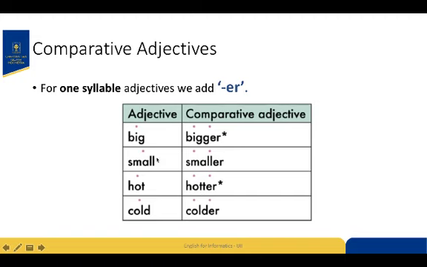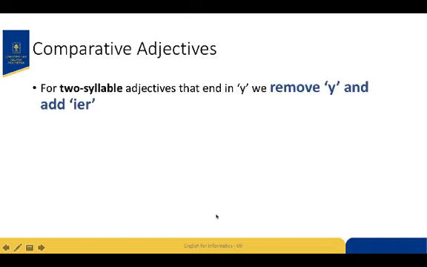But otherwise, the new form will just follow the common structure. For example, smaller, you only need to add -er at the end of the adjective. Small, smaller. Cold, colder.